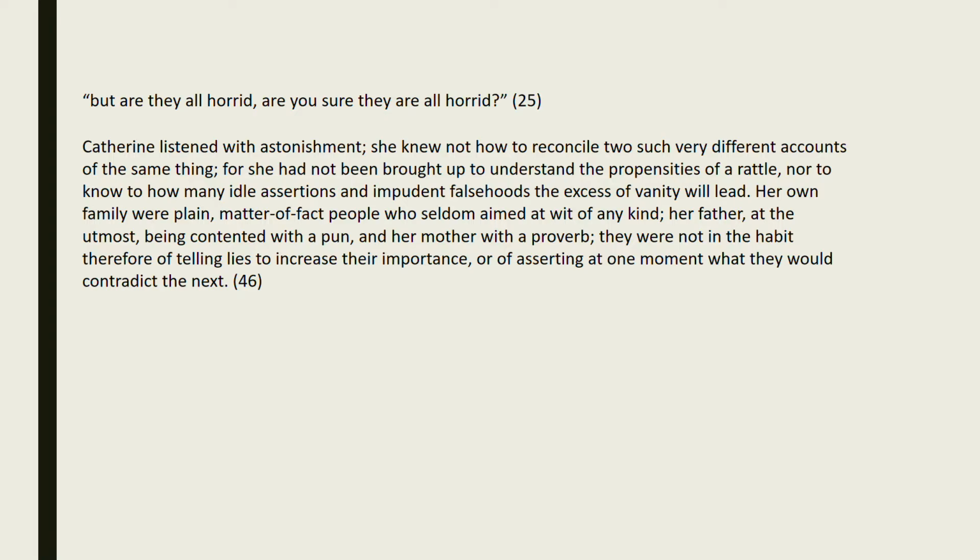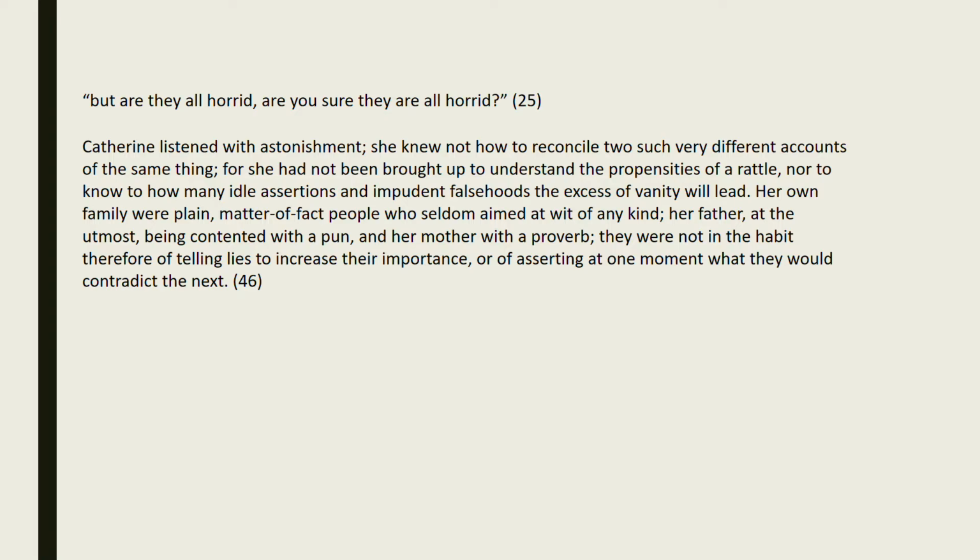Her father, at the utmost, being contented with a pun, and her mother with a proverb, they were not in the habit, therefore, of telling lies to increase their importance, or of asserting at one moment what they would contradict the next. So we see here her innocence, her unworldliness, her naivety, conflicting with reality, her sort of learning how the world really is. And the novel uses this as a source of humour.